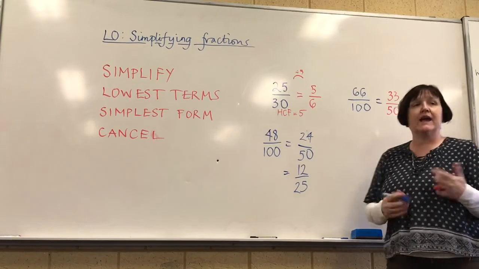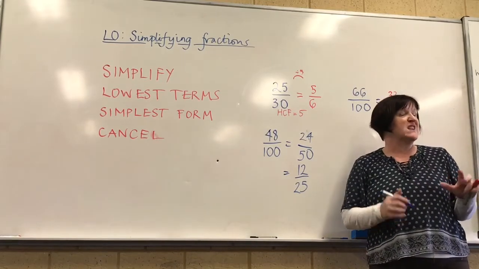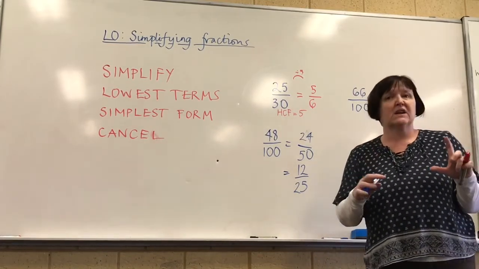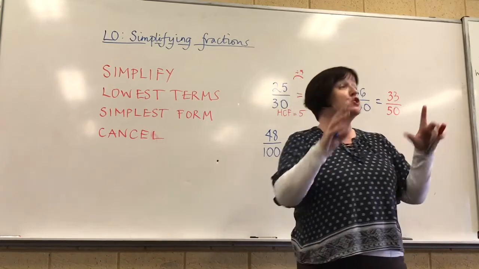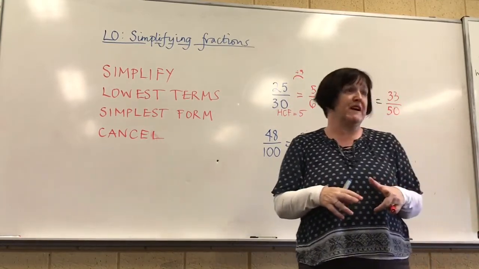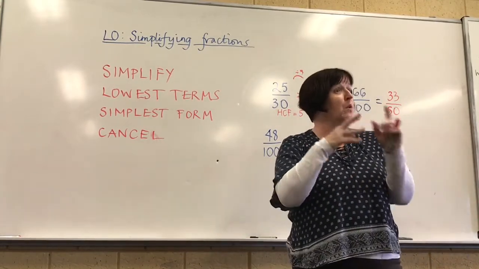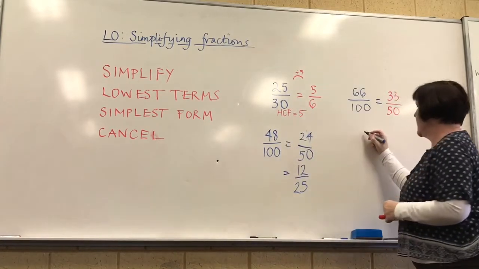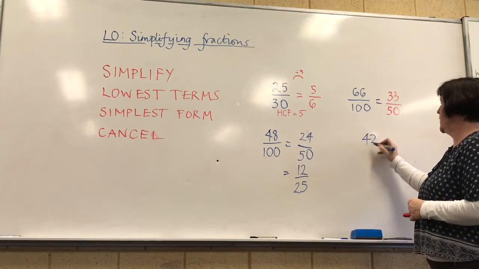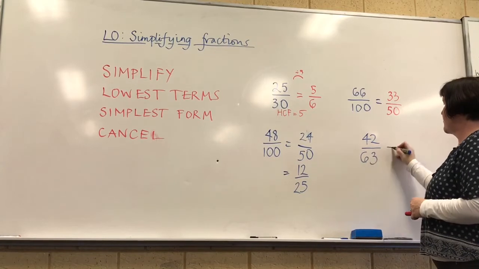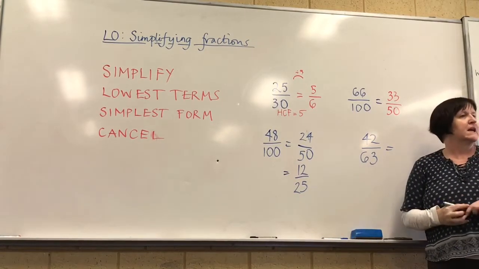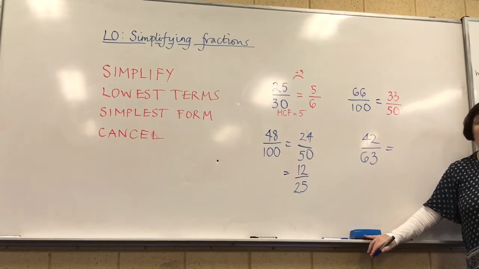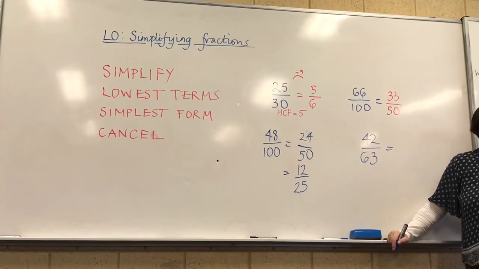So we're looking all the time to find the highest common factor, because then you can do it in one step. But if you don't know what the highest common factor is, you can always do a lower one and do it in a few steps. So let's have a look at, say, 42 over 63. Can anyone think of a common factor, the highest common factor of 42 and 63?